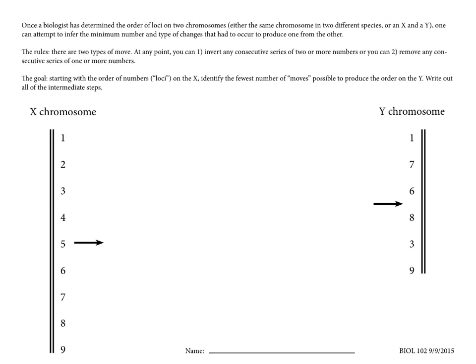Let's see, we're missing loci 2, 4, and 5. All the rest are present. So all of these have been deleted, which we annotate as a triangle or delta for deletion. So let's start by deleting loci 2 and 4 and 5 from this chromosome.